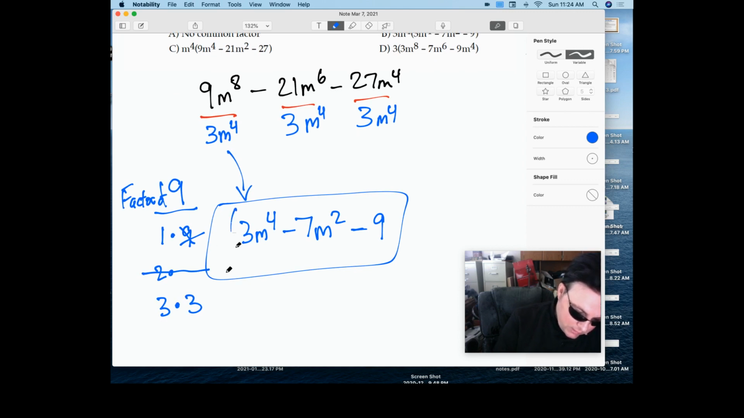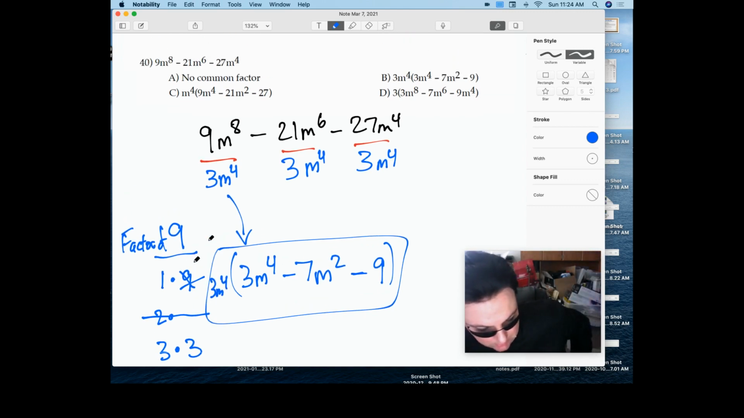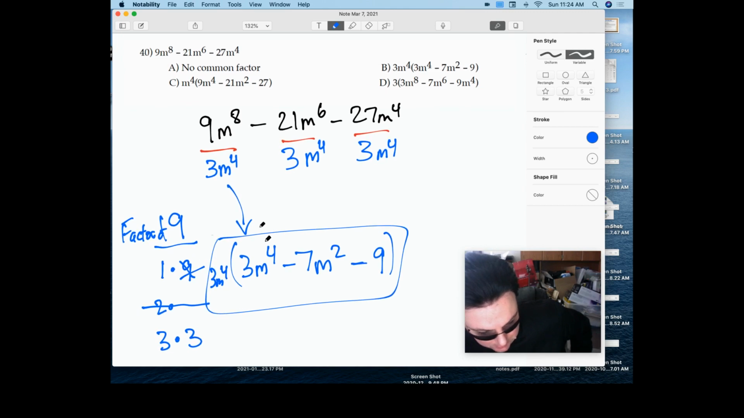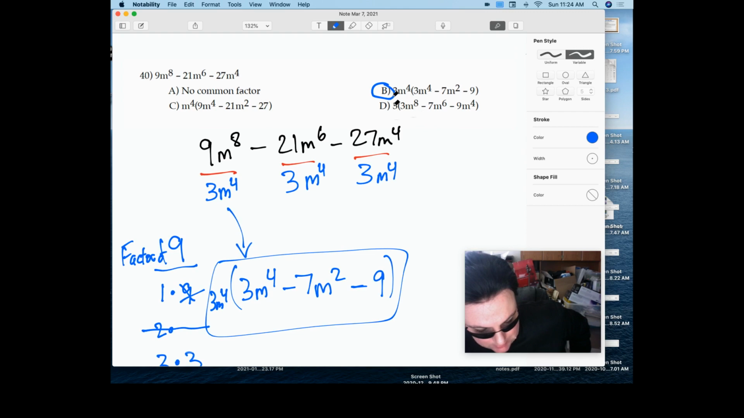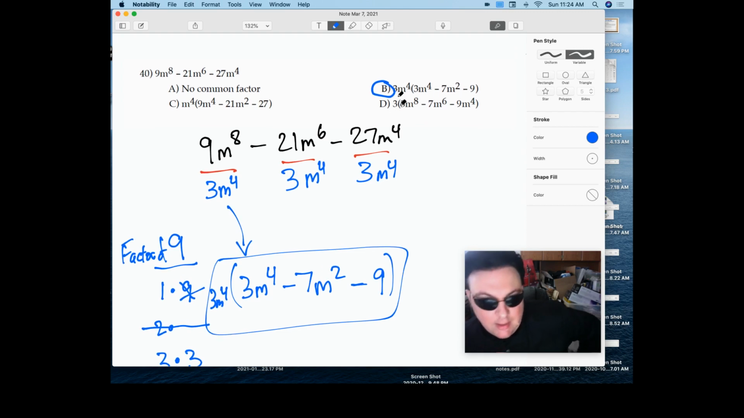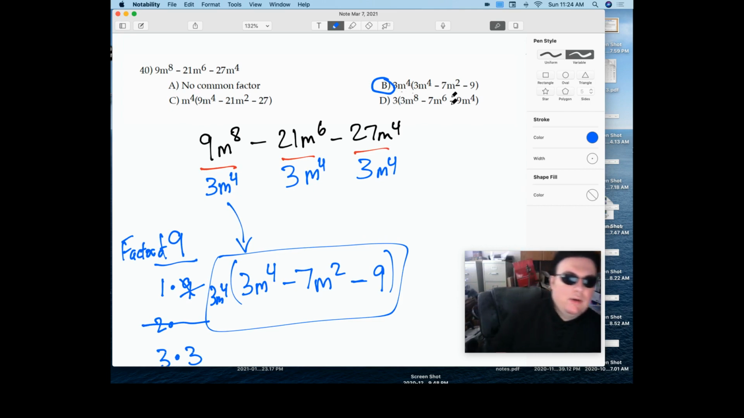And of course, this is a quantity, and I factored out a 3m to the 4th, so 3m to the 4th is there. Okay, so that should be the answer, 3m to the 4th times 3m to the 4th minus 7m squared minus 9. This is also nice. Again, in my head, I'm distributing through to check to make sure it's correct. But it's also nice because there's only one of these that matches up, and it matches up exactly, which is a good sign of telling me, hey, what I'm doing is correct.